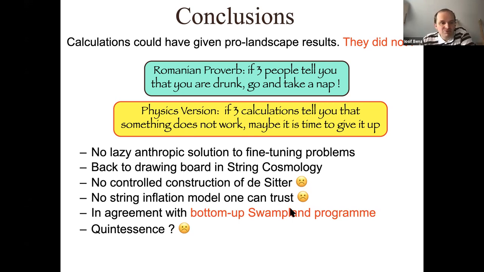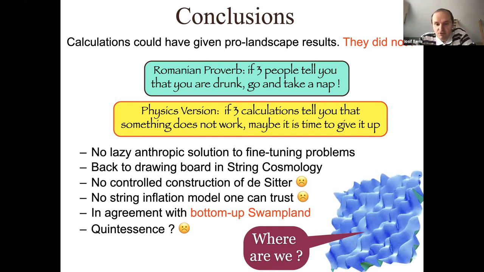And the one way out seems to be quintessence. Am I happy about it? No. I would have liked that everything would be nice and hunky-dory and string theory explains everything, but we do calculations and those are the results. The results are saying that we cannot have control of de Sitter at this point. And we may end up with quintessence, disgusting as it is. Then the final question again is, where are we in this landscape?